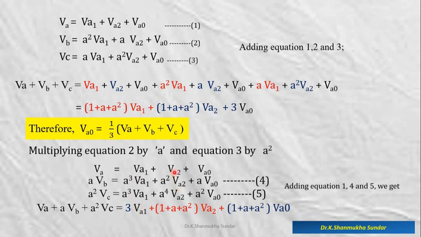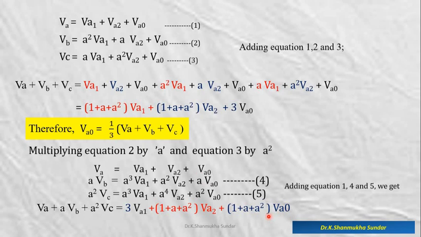Then here in this one Va2 is common, taken outside. So what is left out? 1 plus a square, 1 plus a square. a power 4 can be written as a cube into a, and a cube is 1. So this is nothing but a Va2. Now coming back to here, Va0 is common, so I have added up: 1 plus a square. So this is what we got.